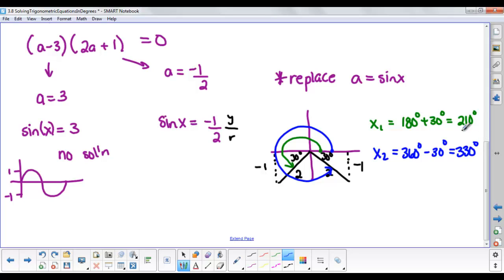Okay, so then that's it. Again, you can take a look at your answers and sub them back into the original equation and make sure that you're doing a left side, right side check.